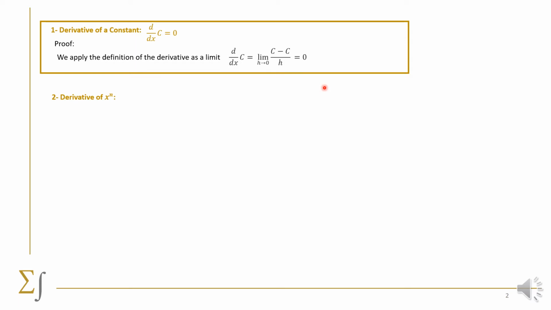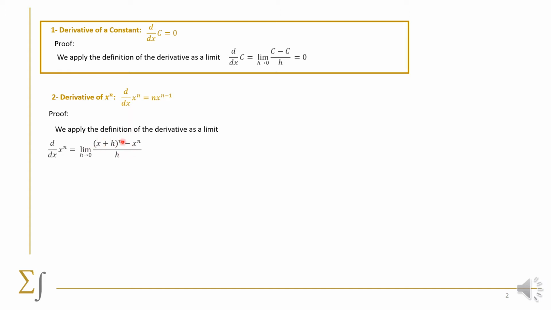Next, we need to find the derivative of x power n, and here we are going also to use the definition of the derivative as a limit, as we're trying to reach that the derivative of x power n for any real number n is equal to n into x power n minus 1. So writing d by dx for x power n in terms of the definition as a limit, we have d of x power n with respect to x is equal to limit as h goes to 0 of x plus h all power n minus x power n over h.